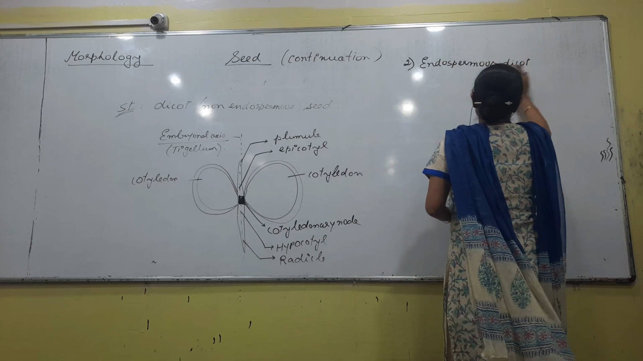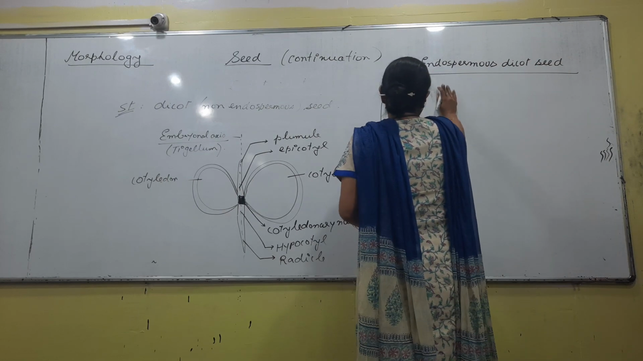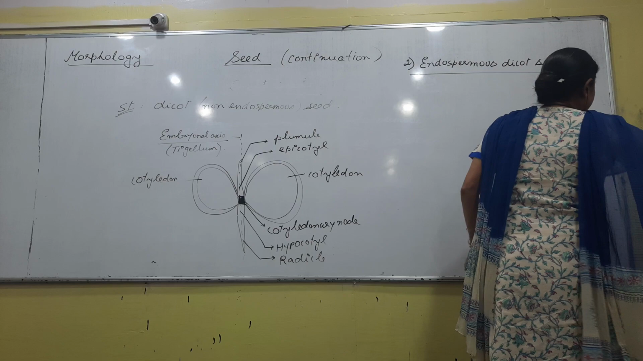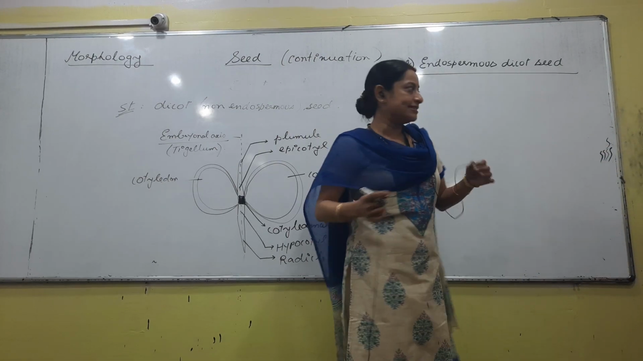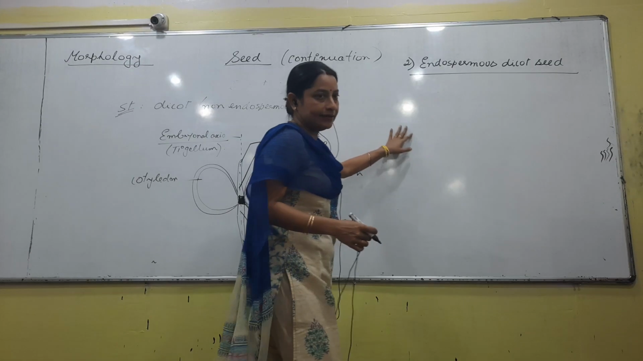Did anyone ask any question? For the endospermous dicot seed, we will be taking the example of castor. So, complete this and write it down.